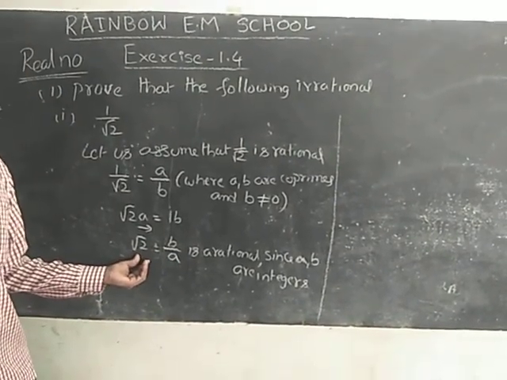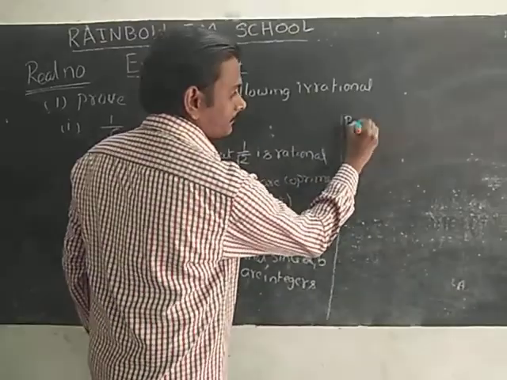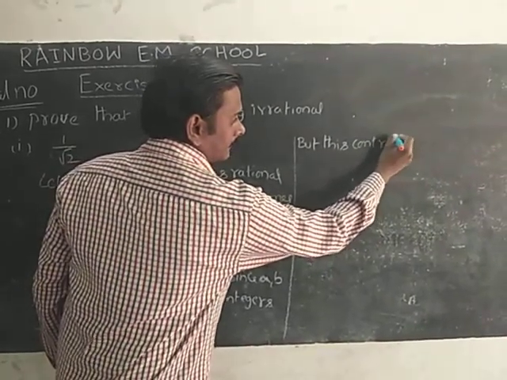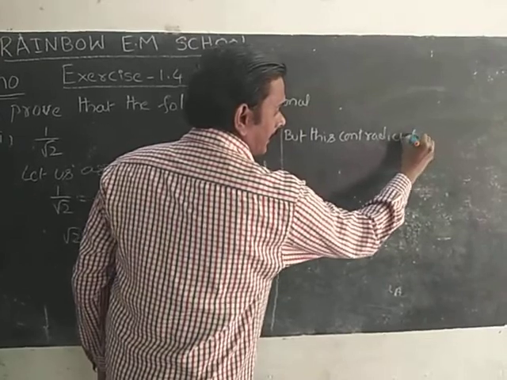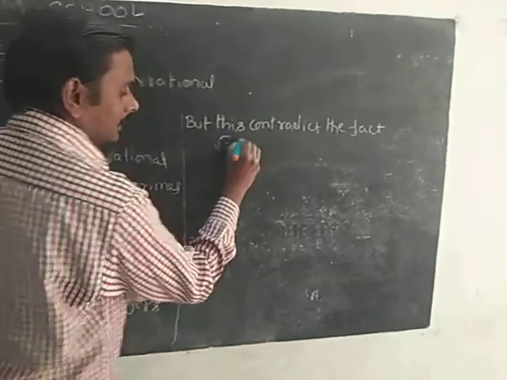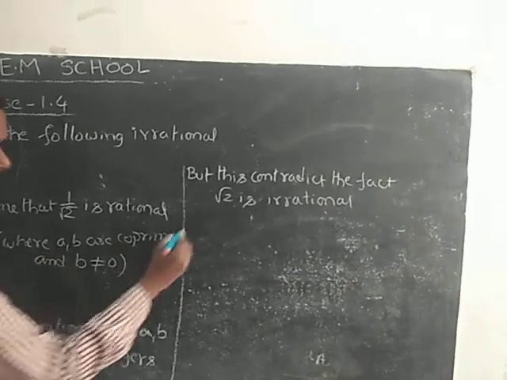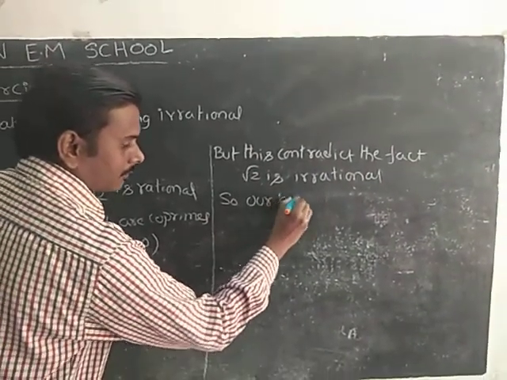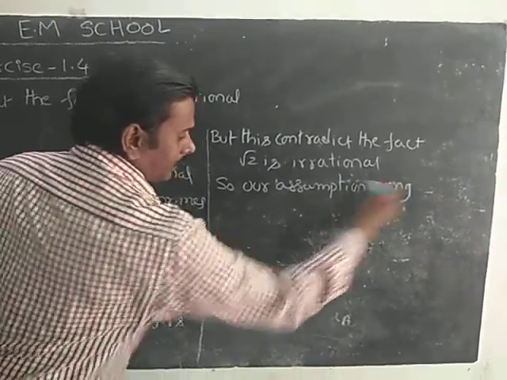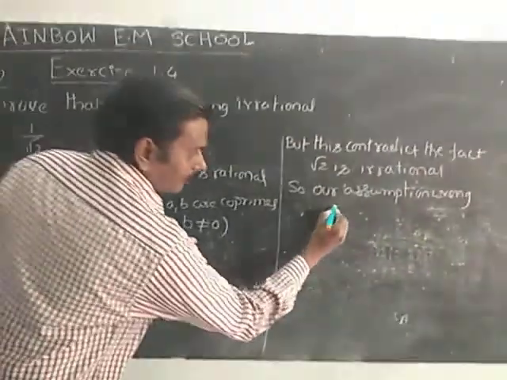But we already proved in the previous class that √2 is irrational. But this contradicts the fact that √2 is irrational. Okay, so our assumption is wrong. Therefore, what is given here? 1/√2 is irrational.